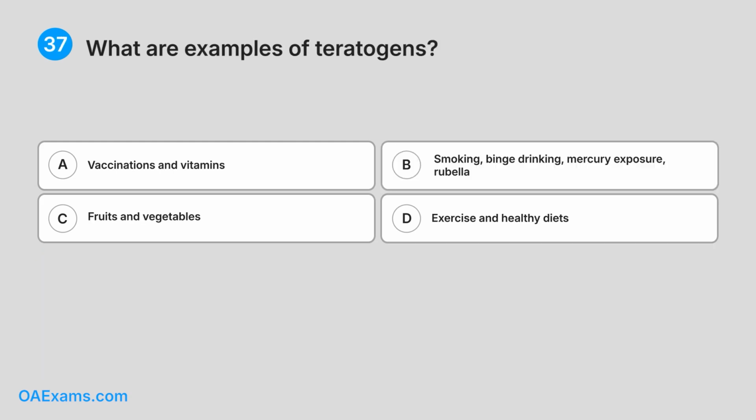37. What are examples of teratogens? A. Vaccinations and vitamins. B. Smoking, binge drinking, mercury exposure, rubella. C. Fruits and vegetables. D. Exercise and healthy diets. What do you think is the answer?